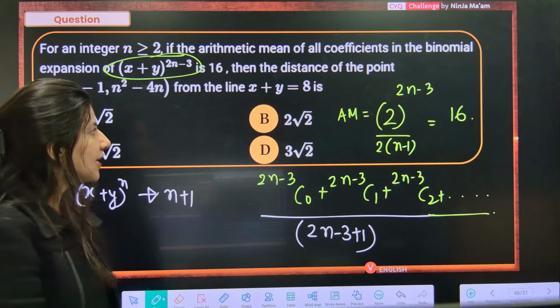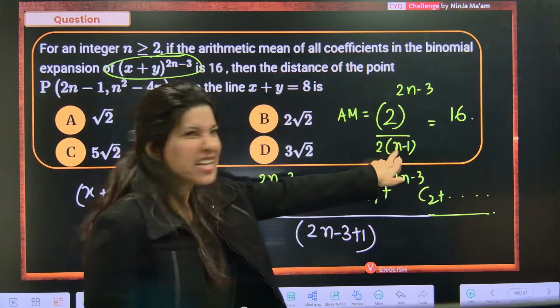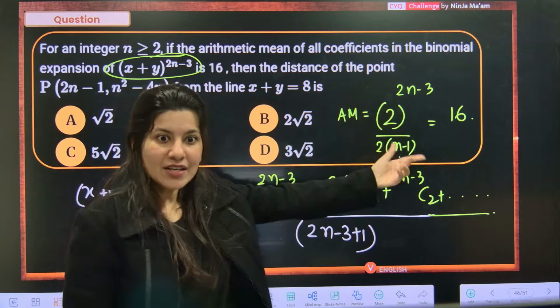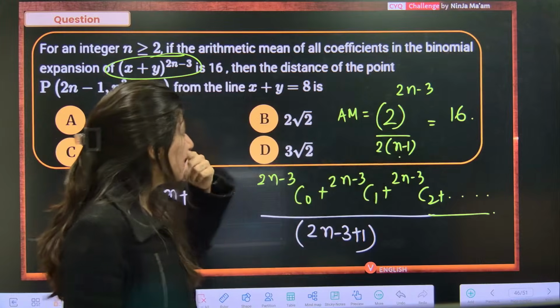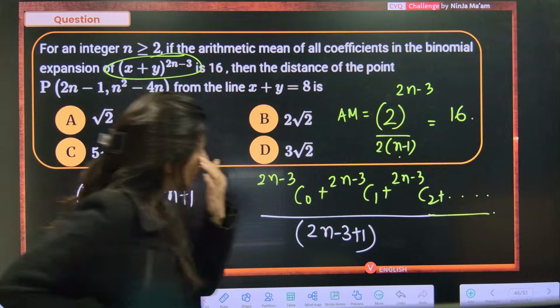You can hit and trial actually. So n will be an odd number. Why? Because if you put an even number over here, n minus 1, we need even now, so n will be odd. Okay. So let's try n is equal to 5.